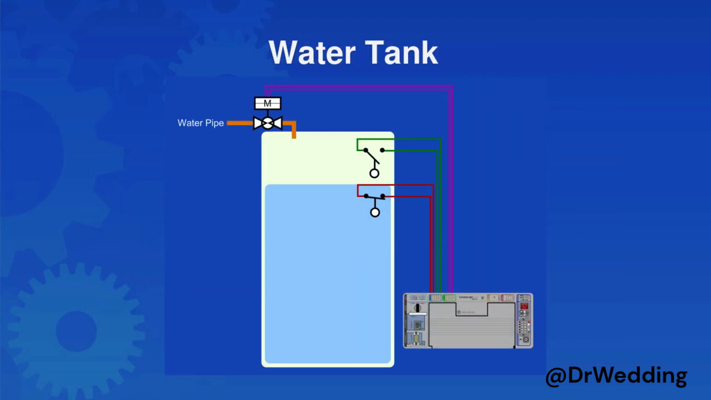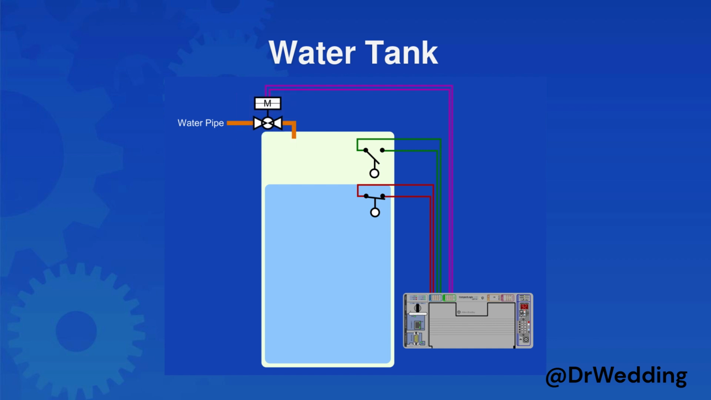This example is given to demonstrate how a PLC works in conjunction with the field devices to control a process. In this example, a PLC will be used to keep a tank of water filled on a production line. The tank has two float switches attached to it, the upper switch with green control wires and the lower switch with red control wires. Above the tank is a water pipe with a motorized ball valve attached to it. The motor is controlled by the purple control wires.